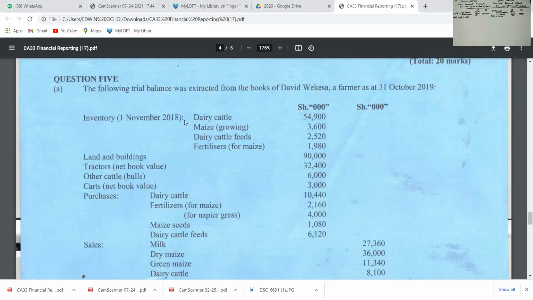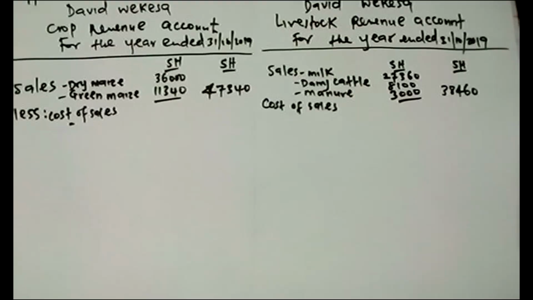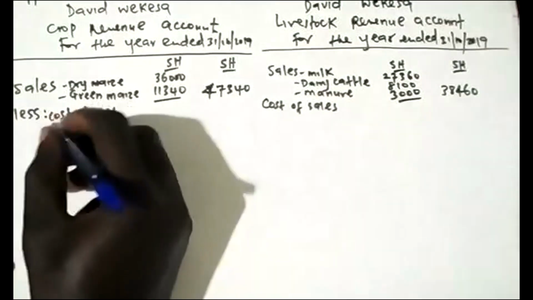So let's start from opening stock, and the stock is the same as inventory. So this is the relevant inventory. Our financial year was ending 31st October 2019. So which means that it was starting on 1st November 2018. So for the crop, I can see I have the maize and I have a fertilizer for maize. So maize, that is growing maize, and the fertilizer, that is for maize. So I can record that one under crop. So that is inventory.